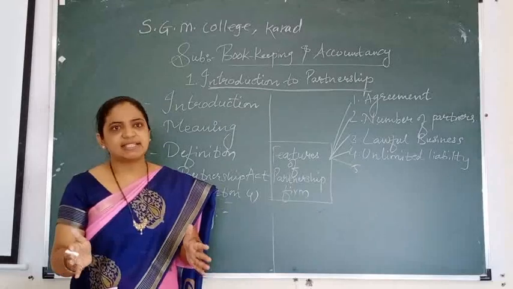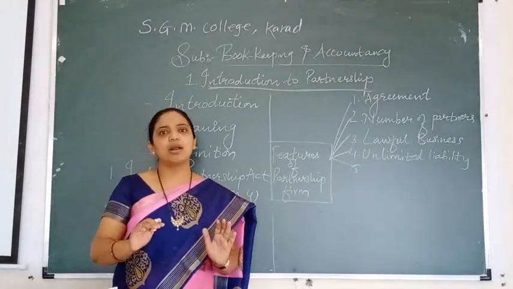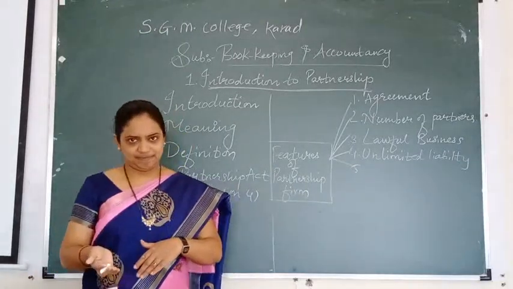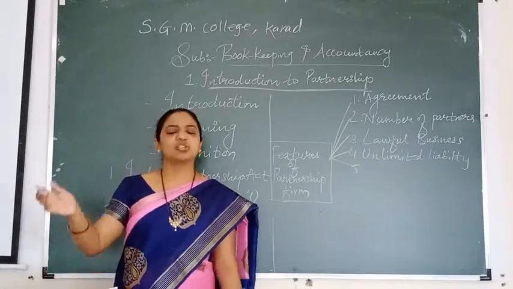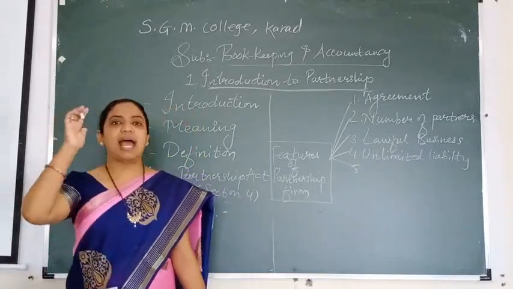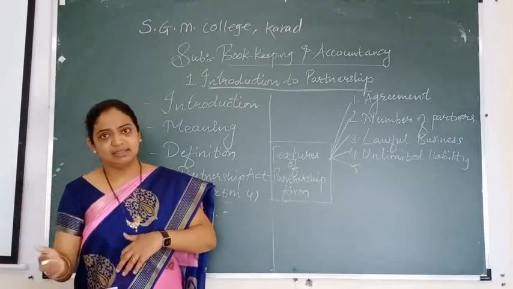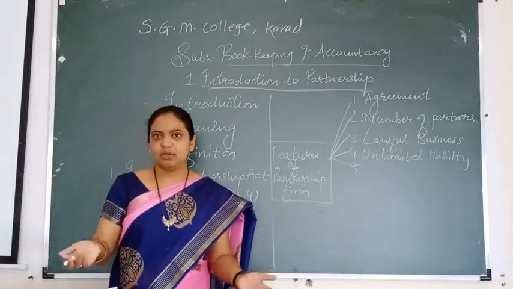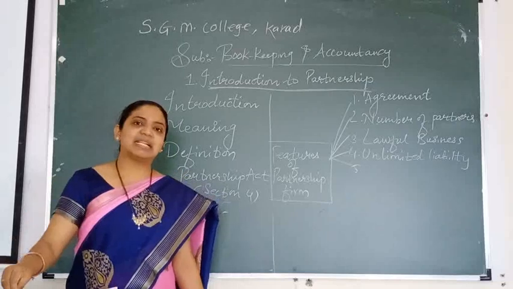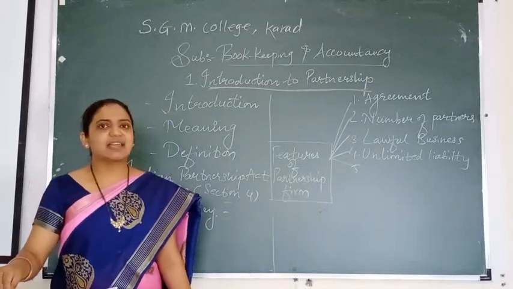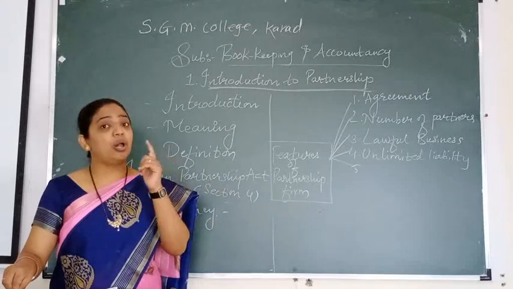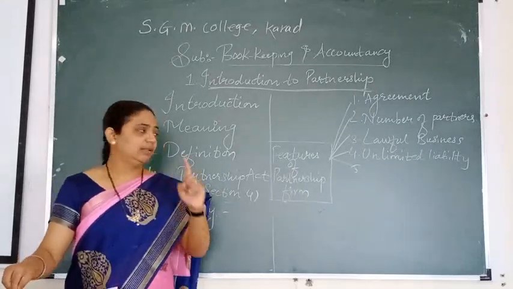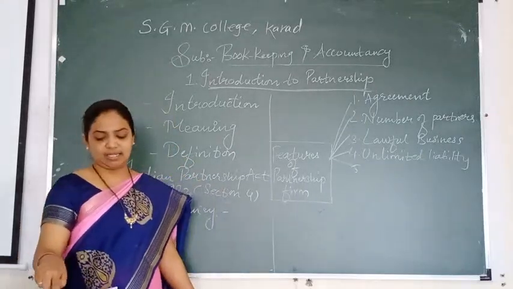Solvent partner means whose assets are more than the liabilities. That means he is able to pay the liability. Insolvent partner means that partner whose liabilities are more than the assets. That means he cannot pay. Okay, so every time when unlimited liability is there, first the solvent partner has to bear all the liability of the insolvent partner. That was point number 4, unlimited liability.